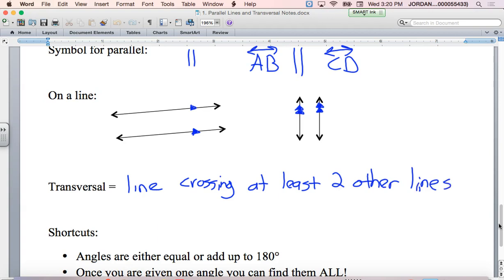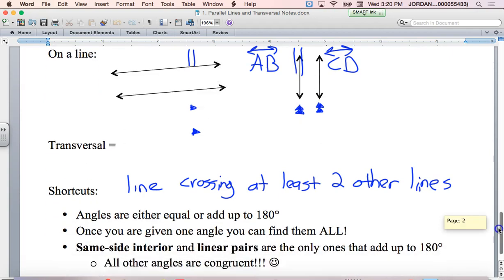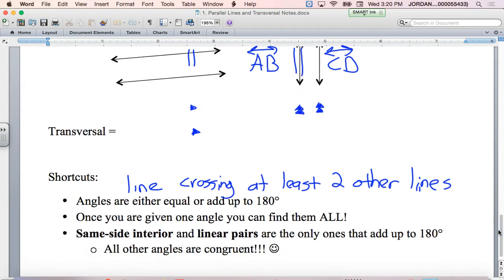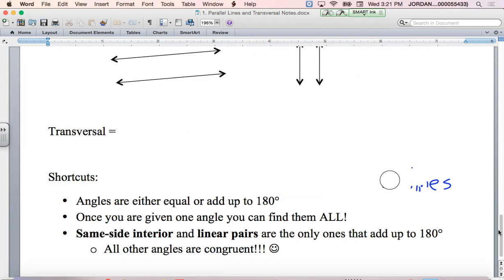Okay, so then down here, just so you know, a couple shortcuts that you can be aware of are angles are either equal or add up to 180, is what we talked about before. They're either congruent or supplemental. And once you're given one angle, you should be able to find all of them, okay? And as I said earlier, same side interior and linear pairs are the only ones that add up to 180. All the other ones should be congruent to each other. Okay, so let's practice this, practice using this with some actual algebra.